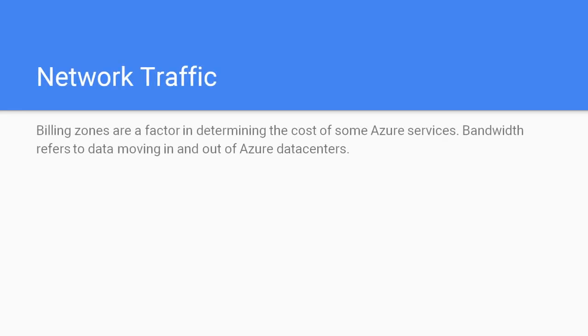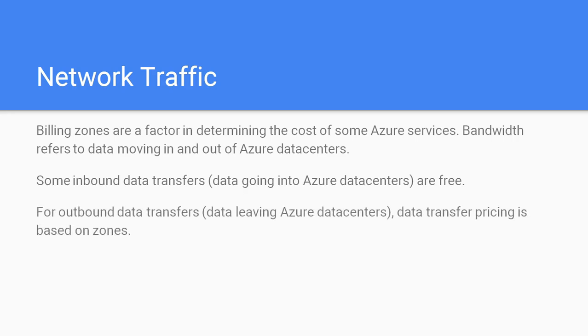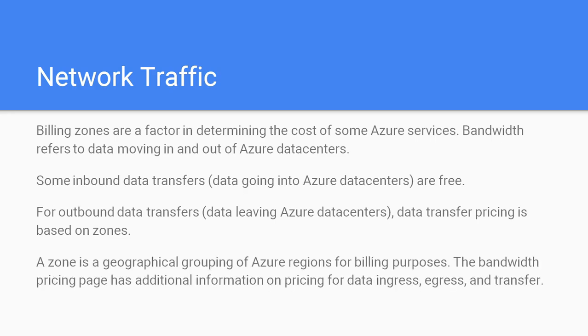Network traffic. Billing zones are a factor in determining the cost of some Azure services. Bandwidth refers to data moving in and out of Azure data centers. Some inbound data transfers, data going into an Azure data center, are free. For outbound data transfer, data leaving an Azure data center, data transfer pricing is based on zones. A zone is a geographical grouping of Azure regions for billing purposes. The bandwidth pricing page has additional information on pricing for data ingress, egress, and transfer.